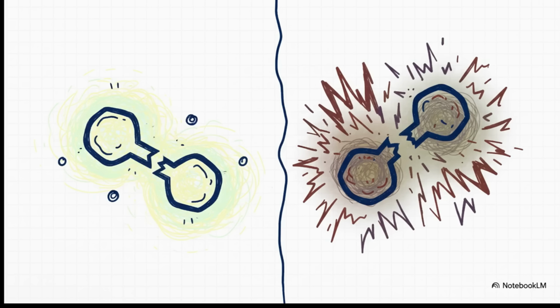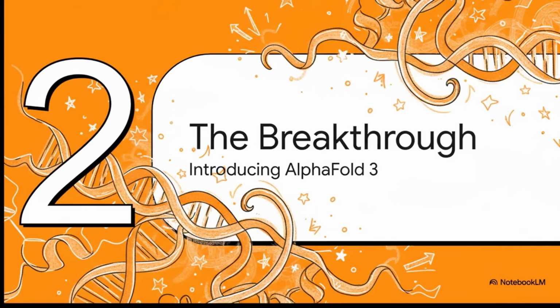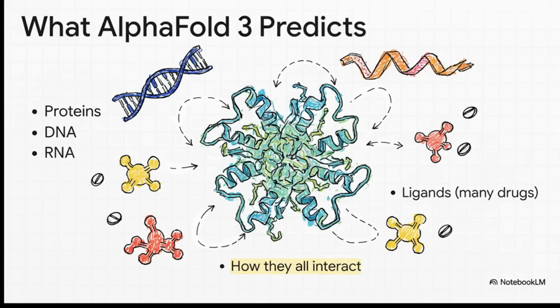It's the key to unlocking the secrets of our health and finding new ways to fight illness. And that right there is where AlphaFold 3 comes into the picture. It's not just an improvement, it's a monumental leap forward in cracking this problem wide open. So you've probably heard of its predecessor, AlphaFold 2, right? It was a total game changer for predicting the structure of proteins. But AlphaFold 3, well, it's on another level entirely.